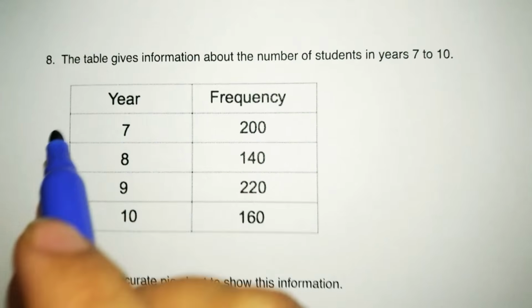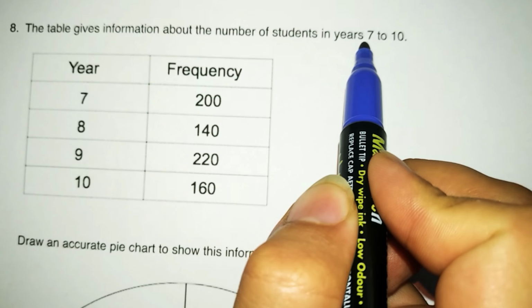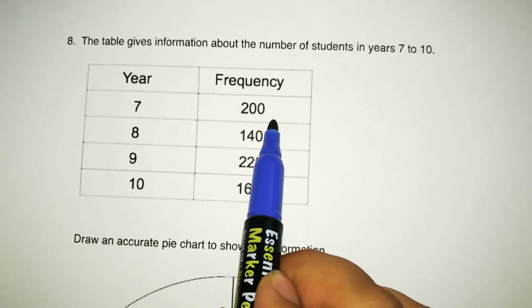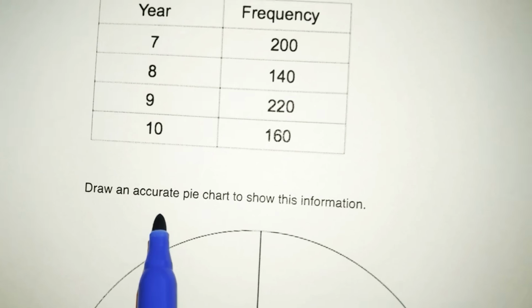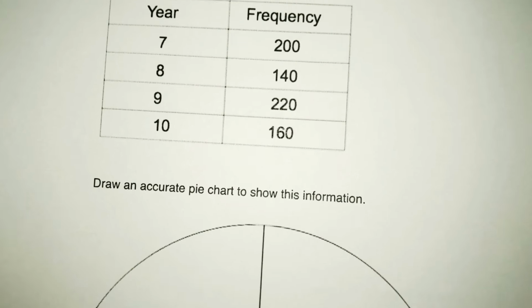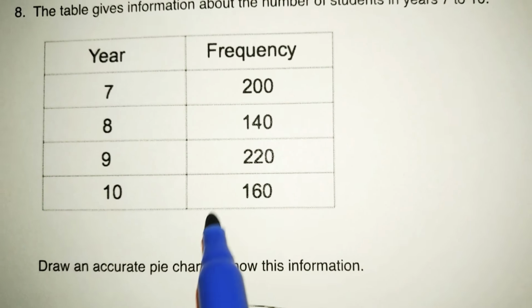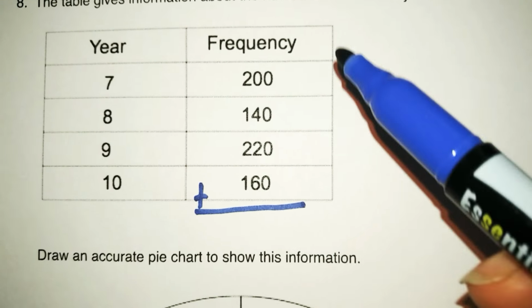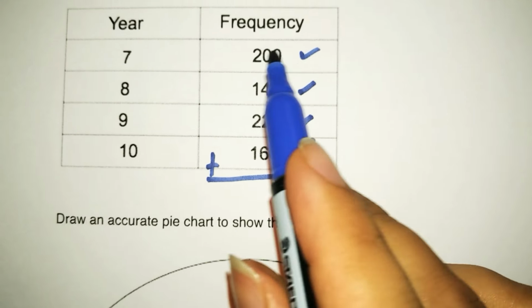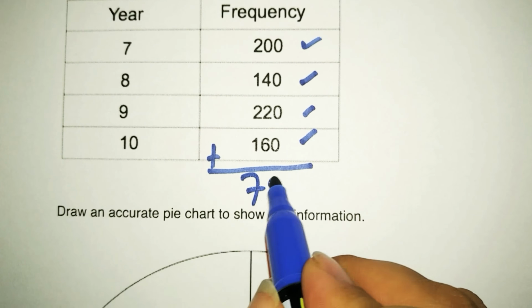So the next question is about frequency. This table gives information about the number of students in year 7 and 10. So in the frequency table, you see the number for year 7, 200, you see the numbers there. Please note them. And then you need to draw an accurate pie chart to show this information. So in this question, you need to approach by adding all the frequencies first of all. So 200, 140, 220 and 160, you need to add them all up. Once you add them up, you will get 720.